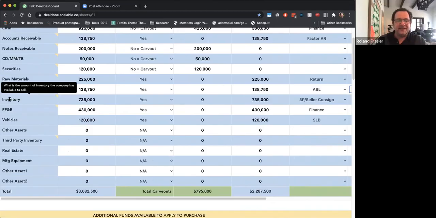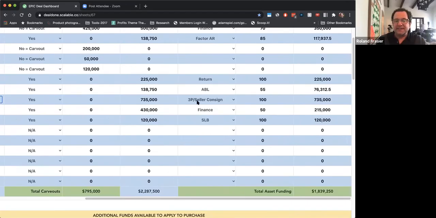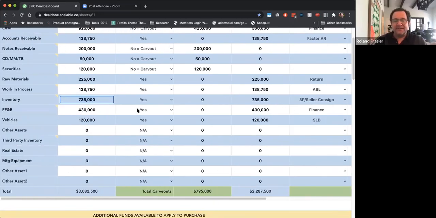I'm going to go back here and look at my inventory. I had 735,000 of inventory. So if I do a seller consignment on that, I'll get 100% of that knocked off, and we'll be releasing that to the seller as we sell it. So that's 735K.